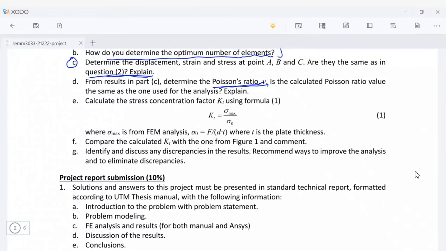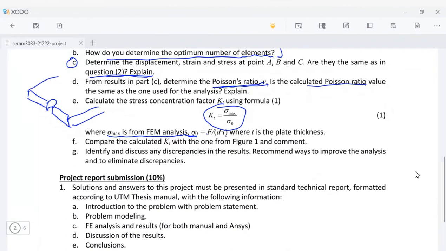So this is part D. Is the calculated Poisson ratio the same as the one we use? Calculate the stress concentration factor using this formula. Sigma max is from FE analysis, and sigma naught is just F over D times T. D times T is basically just your area.